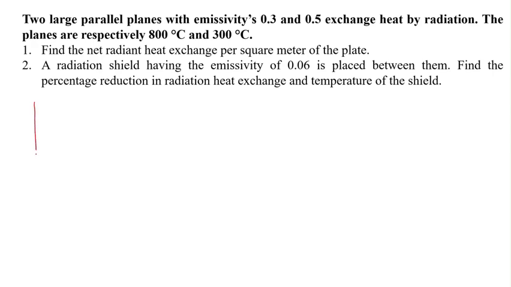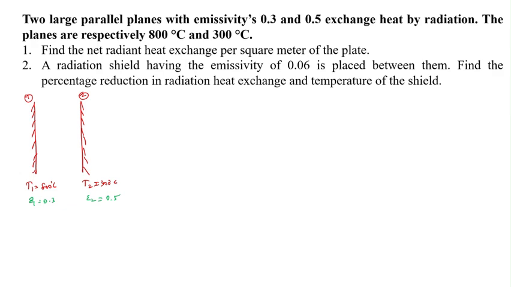So we have two plates. This is plate number one, and this is plate number two. Plate number one has a temperature of 800 degrees Celsius, and plate number two has a temperature of 300 degrees Celsius. The plates have emissivity epsilon 1 equal to 0.3 and epsilon 2 equal to 0.5. So this is the first case.